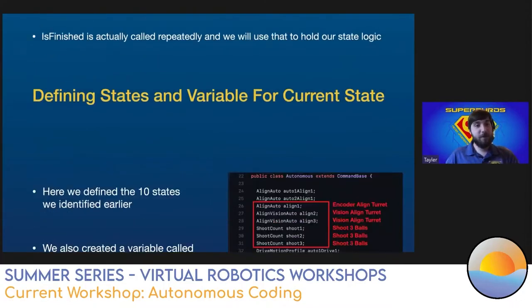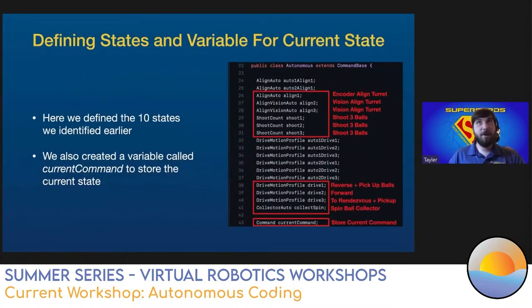So here's a little bit more in depth, a screenshot of our code. This is at the very top of the code when we first create the class. First thing we're going to do is define the 10 different states that we identified earlier. And we're also going to create a variable called current command state to store the current state. So you can see here, these are the states that we went over earlier and that you saw in our state machine diagram.